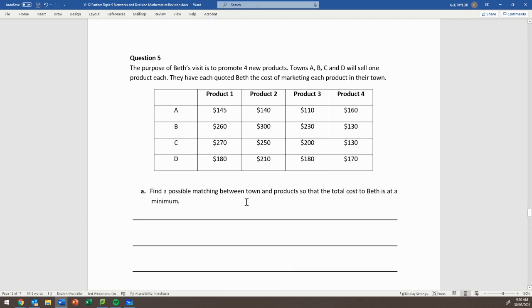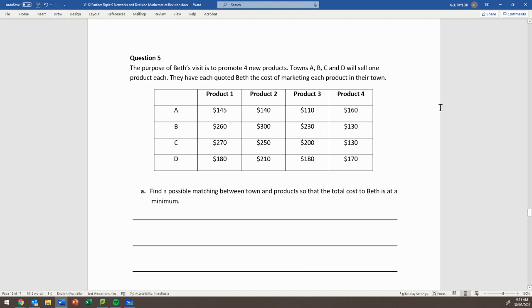All right, the purpose of Beth's visit is to promote 4 new products. Towns A, B, C, and D will sell 1 product each. They have each quoted Beth the cost of marketing each product in their town. Find a possible matching between town and product so that the total cost to Beth is at a minimum. All right, so allocation problem.